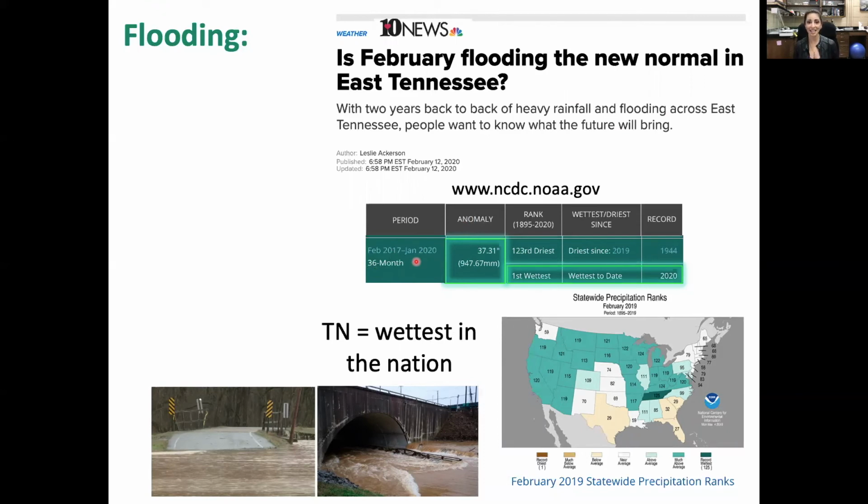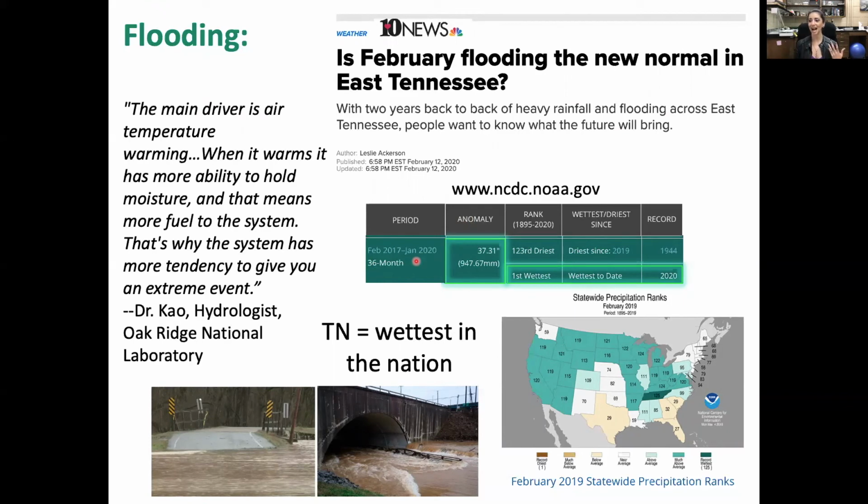We can ask scientists, why is this happening around here? And there's a hydrologist at Oak Ridge National Lab named Dr. Cow. And Dr. Cow said the main driver is air temperature warming. When it warms, it has more ability to hold moisture. And that means more fuel to the system. That's why the system has more tendency to give you an extreme event.